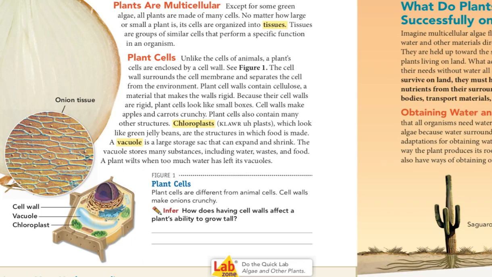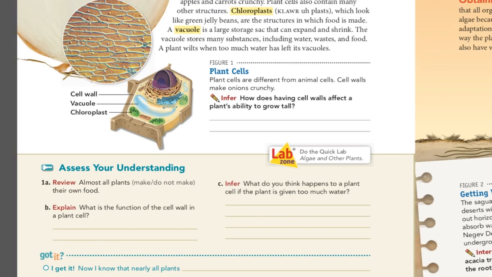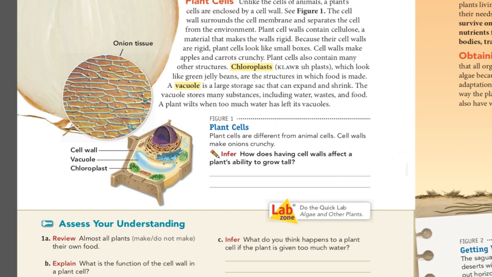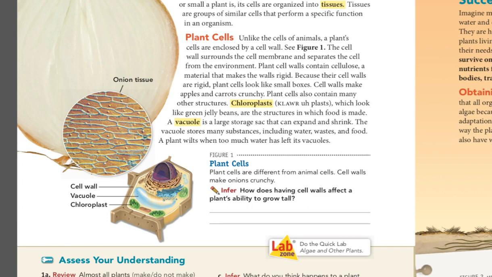Answer the question in your book. I have question 1. I need you to answer it. Almost all plants make or do not make their own food. This is easy. What is the function of the cell wall in a plant cell? And C, infer: what do you think happens to a plant cell if the plant is given too much water? What will happen to this vacuole? Will the vacuole be able to absorb more water, or will it not be able to?